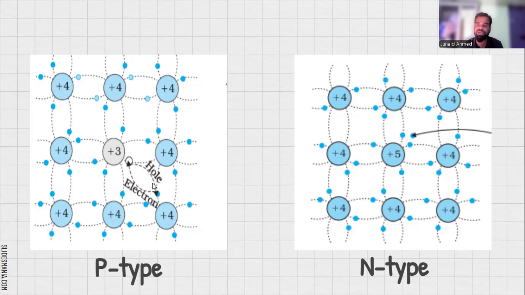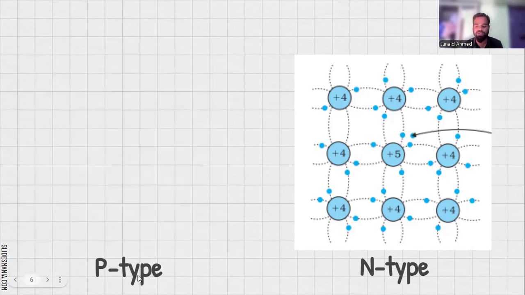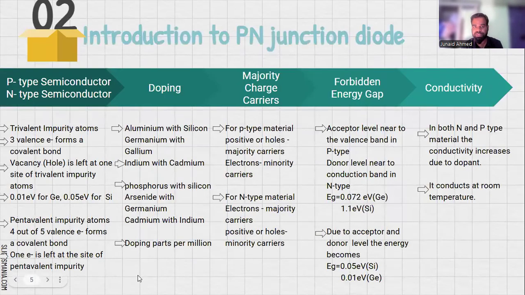If you want to make p-type, positive type semiconductor material, we have to add trivalent impurity. Trivalent impurity means those elements having three electrons in the outermost orbit. If we are adding it in the silicon material, it will make positive type semiconductor material. So this is the basic thing to make P-N type semiconductor.